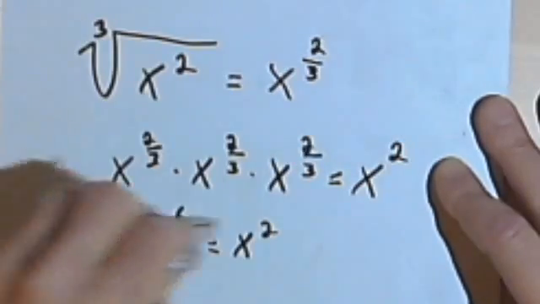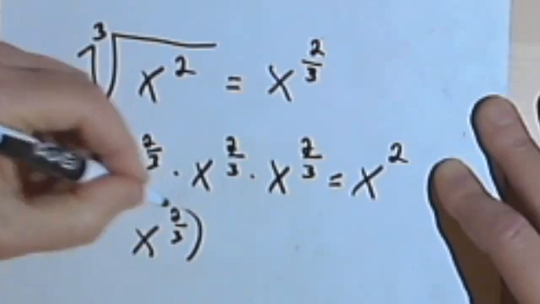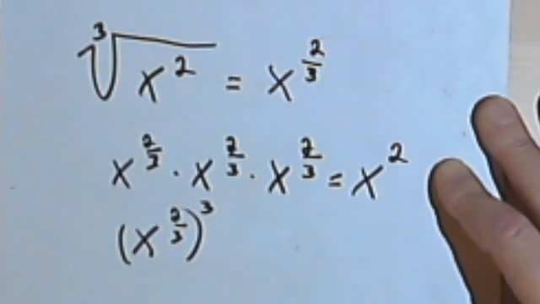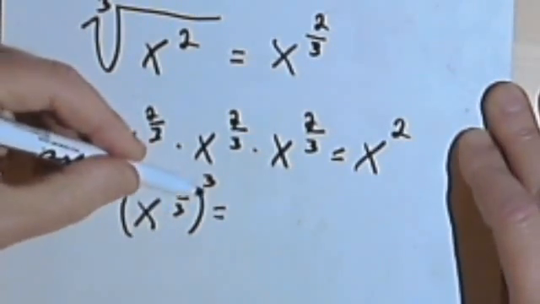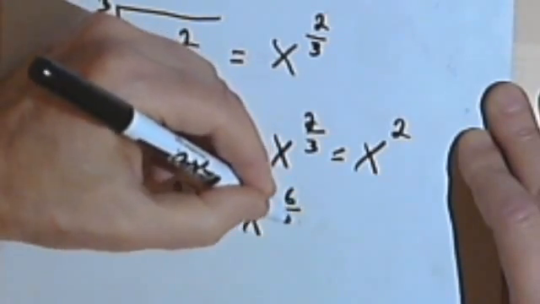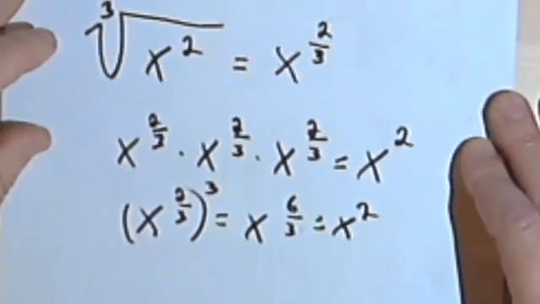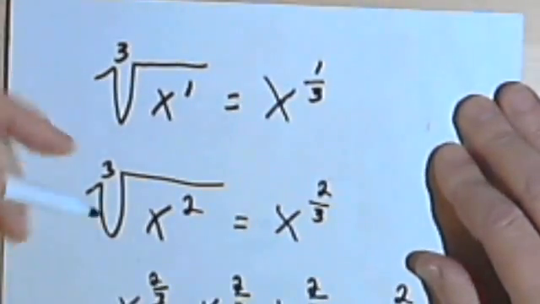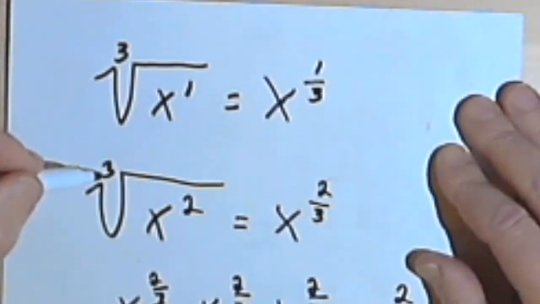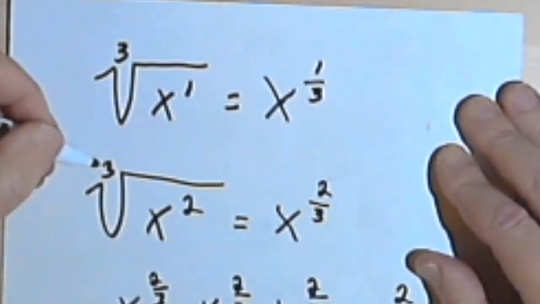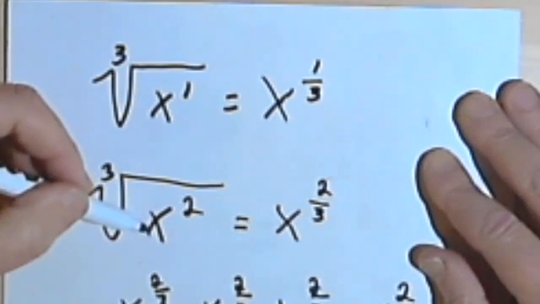Another way of saying that would be x to the 2/3, and that whole thing raised to the 3rd power, I multiply the 2/3 times 3, so it's x to the 6/3, and once again, x to the 6/3 is x squared. Okay, so the rule one more time. You've got a radical sign, there's an index. If you don't see an index like this 3 here, then it just means you're taking the square root and the index is 2. You've got something underneath the radical sign, the variable.